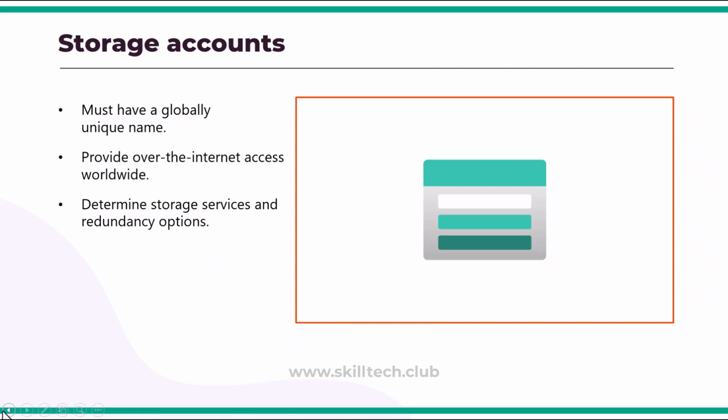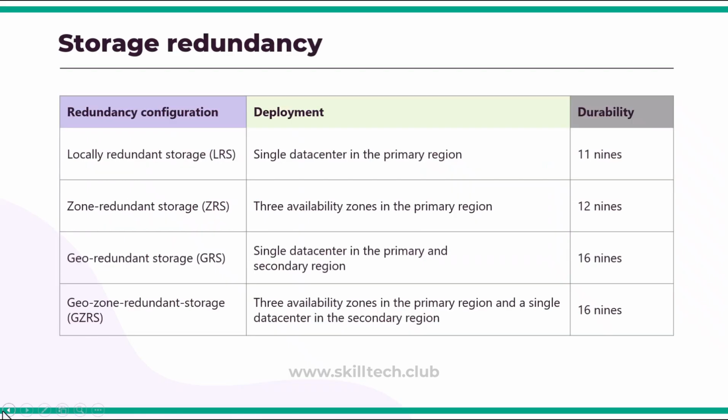You can determine the storage services and redundancy options while creating a storage account. Now, we know that whenever we create a storage account through the Azure portal, there are plenty of options that come with that. I will go to these options very soon, but let's focus on that first. What kind of redundancy options are available? Well, basically we have four options: LRS, ZRS, GRS, and GZRS. These all focus on where exactly you want to store your data and how many replicated copies of your data you're looking for.